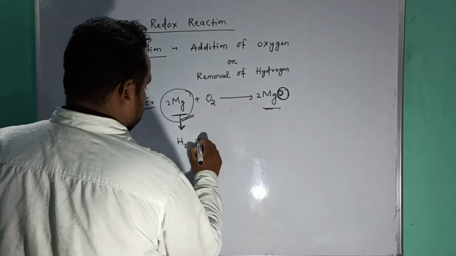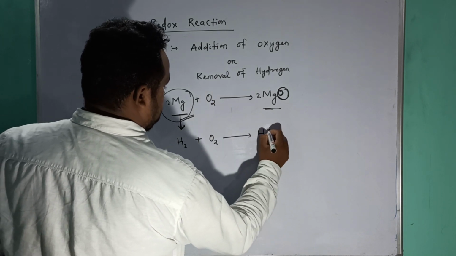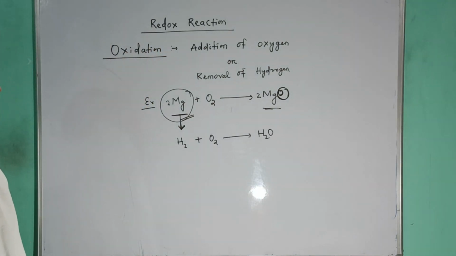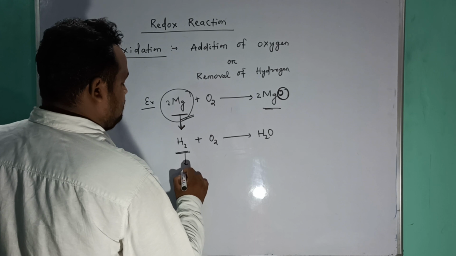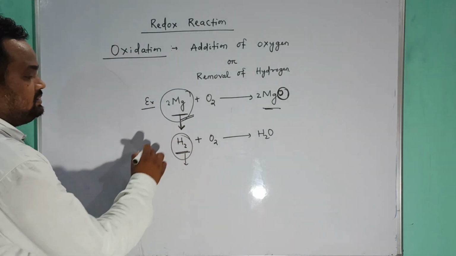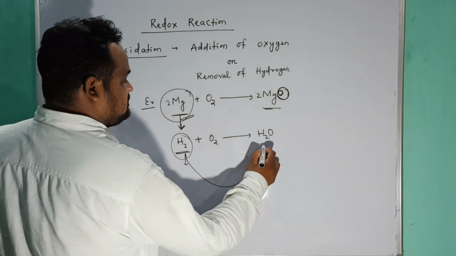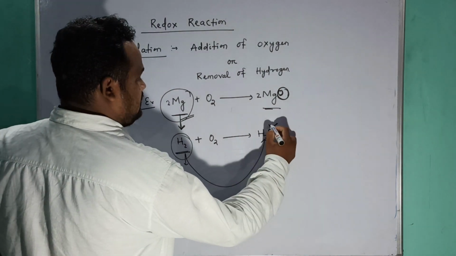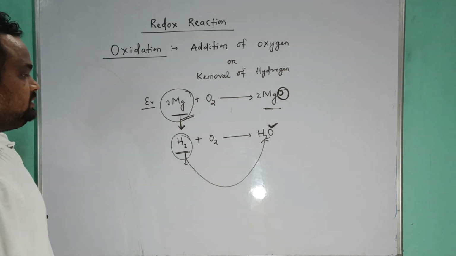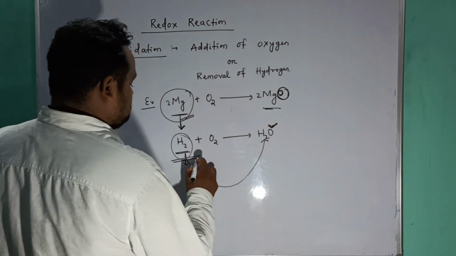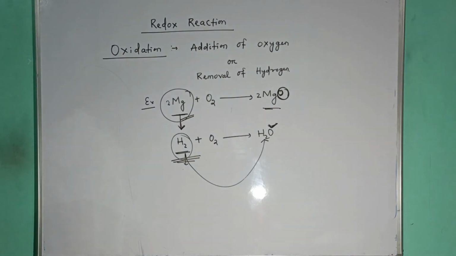Another example, H2 plus O2 give rise to H2O. So here how many hydrogen? 2 hydrogen, 0 oxygen. But in the product side, what happened? Gain of 1 oxygen takes place. So gain of oxygen means this is also your oxidation. Clear?